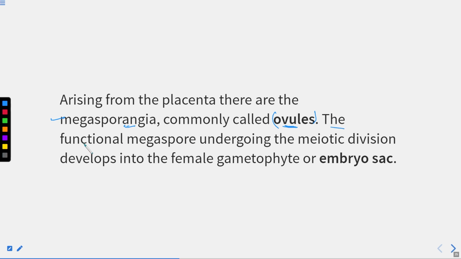The functional megaspore undergoes the meiotic division and develops into the female gametophyte, which is also known as the embryo sac. This also I will explain to you. Four megaspores are formed. Out of this, only one undergoes meiotic division and forms the female gametophyte, which is also known as the embryo sac, and the rest three degenerate.